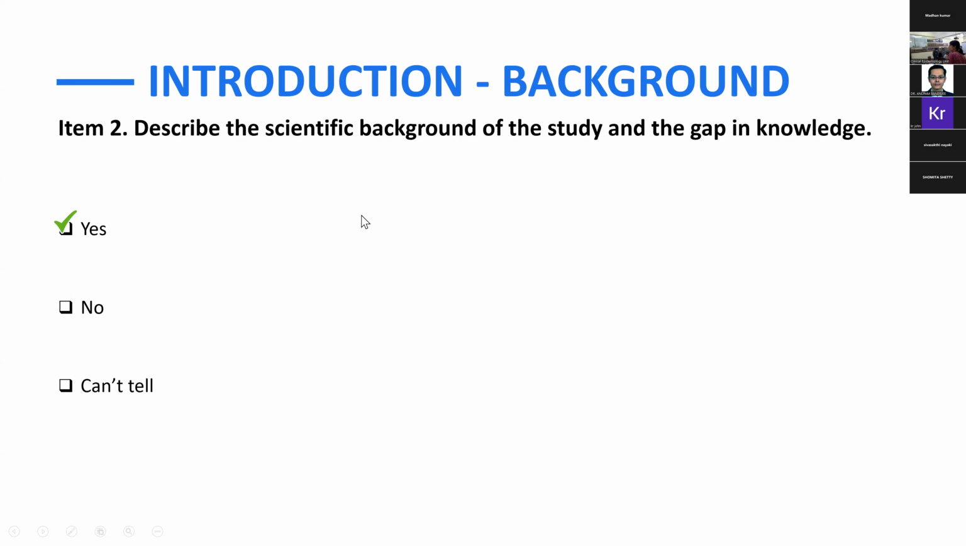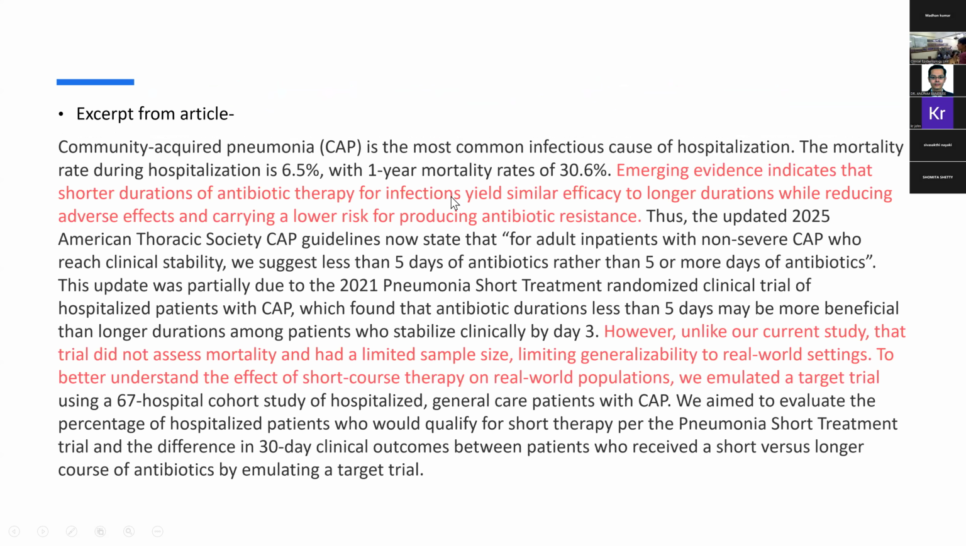The first is the background: describe the scientific background and gap in knowledge. This is what they have written. There is emerging evidence that short course antibiotic therapy for infections yields similar efficacy to longer durations while reducing adverse effects and lowering antibiotic resistance. However, unlike our current study, those trials did not assess mortality and had a limited sample size. They are talking about the other RCTs that have been done, limiting generalizability to real world settings. So to better understand the effect in a real world setting, we emulated a target trial. This is their rationale for choosing a target trial emulation, so I have given yes for that.